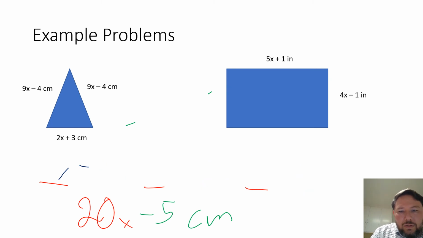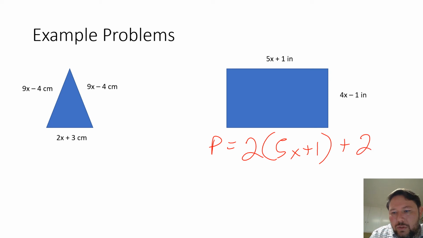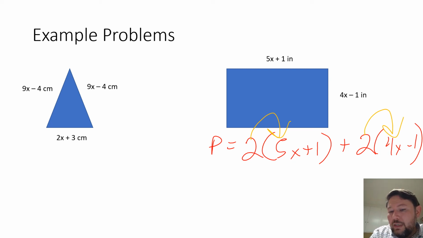So let's erase that one and try this other triangle one just one more time. All right, so here we go. So here we can do the right times 2. So P equals 2 times 5x plus 1 plus 2 times 4x minus 1. Ran out of space. All right, so first we are going to do this little bit of multiplication into our parentheses so we can get rid of our parentheses. Remember, we're going to distribute that 2 into our parentheses.